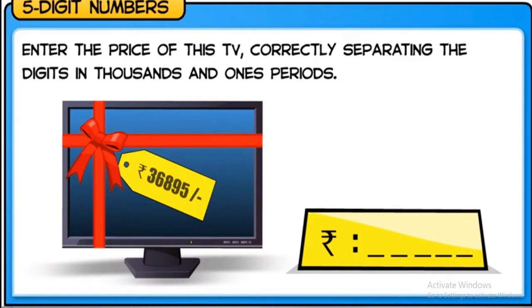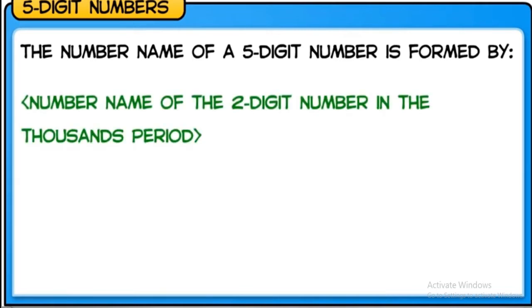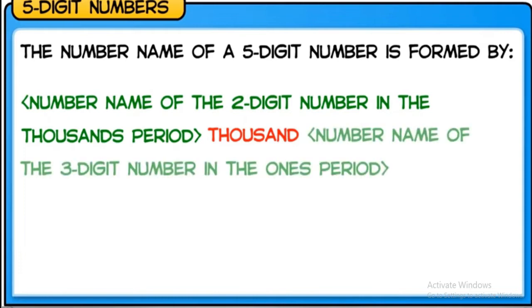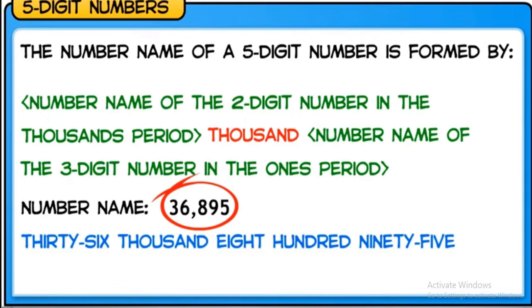Let us enter the price of this TV, correctly separating the digits in thousands and ones periods. The correct way to write the price of this TV is 36,895. The number name of a 5-digit number is formed by the number name of the 2-digit number in the thousands period, followed by thousand, followed by the number name of the 3-digit number in the ones period. Thus, the number name of this number is 36,895.